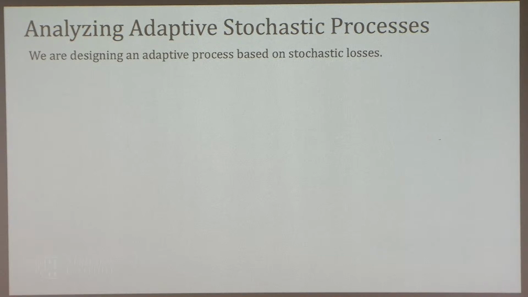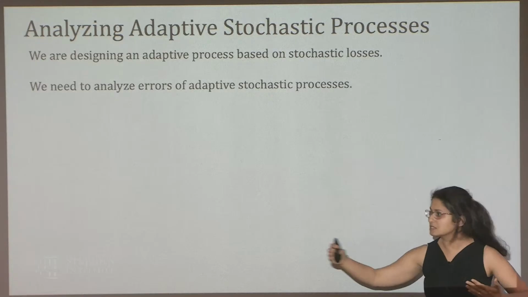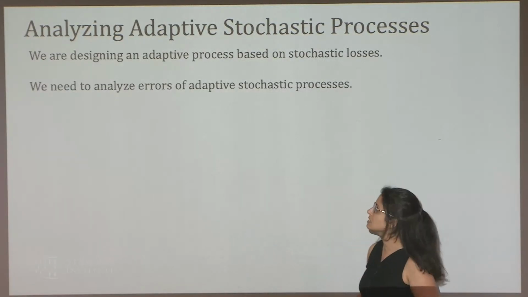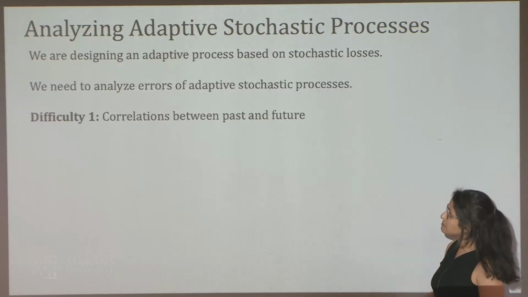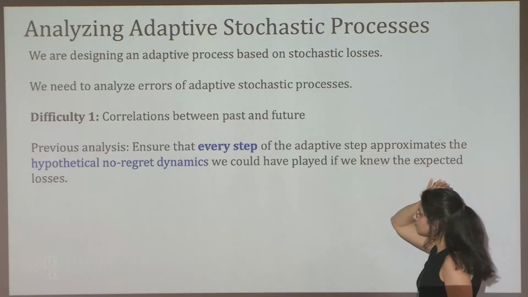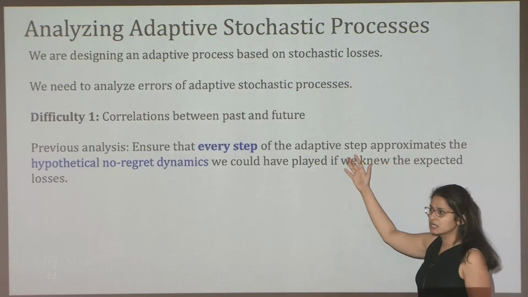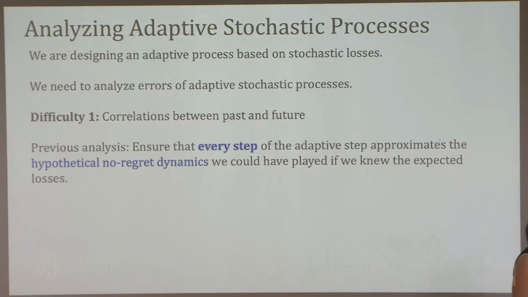And the thing that allowed me to simplify things a little bit was ERM, in fact, because I wanted to analyze the errors of this adaptive process, especially compared to if I ran this process on the known game with the expected losses. And what my ERM gave me was a way of dealing with correlations between past and future. What do I mean? In this previous analysis I showed you, what I ensured was that at every step of the way on this adaptive process, I was approximately close to this hypothetical adaptive process that would have been run on the real losses, okay? Because I estimated every loss up to an epsilon.